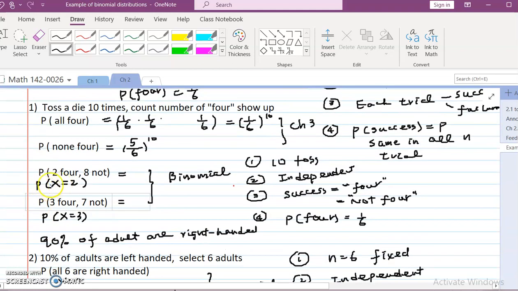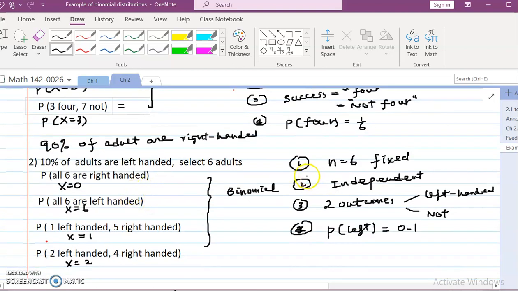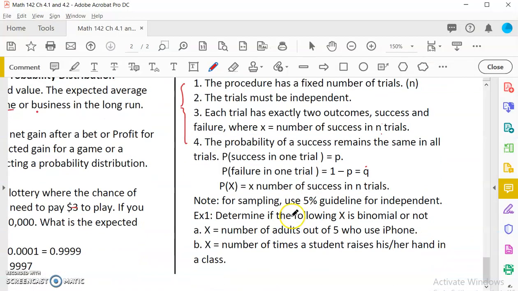So although they look totally different in terms of the situation, if they have these general characteristics, they are actually modeled by binomial distribution. Okay, so let's go back to the notes.